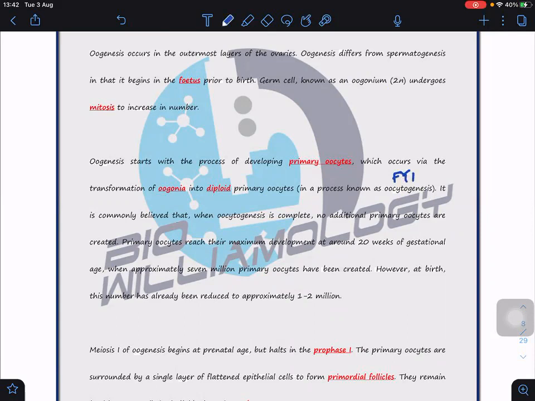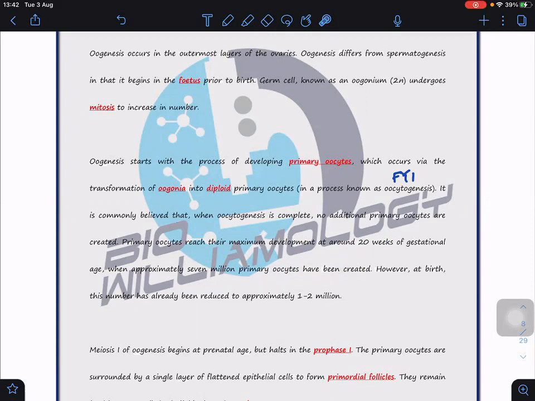It's commonly believed that when oocytogenesis is complete, no additional primary oocytes are created. That's why we call this a definite number. Primary oocytes reach their maximum development at around 20 weeks of gestational age, when approximately 7 million primary oocytes have been created. But at birth, the number has already been reduced to 1 to 2 million, but still enough.